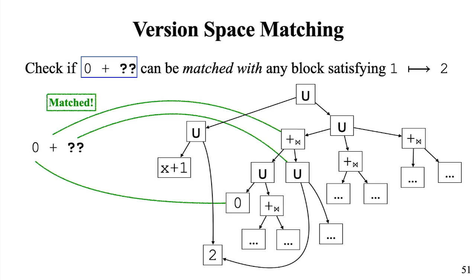Because this partial expression can be matched with some blocks in the version space, we conclude that the partial program candidate can satisfy the second I/O example in the future. For the other remaining I/O examples, we do a similar reasoning process.